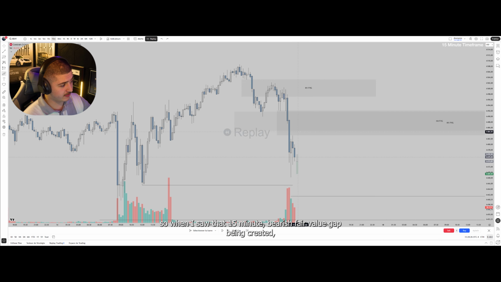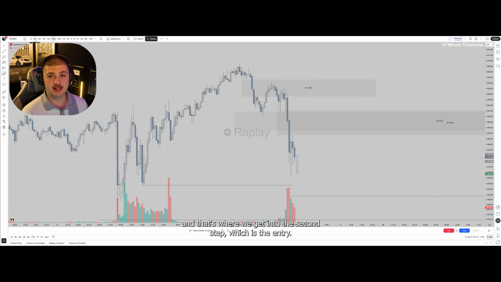So when I saw the 15-minute bearish fair value gap being created, I dropped down to the 1 minute, and that's where we get into the second step, which is the entry.